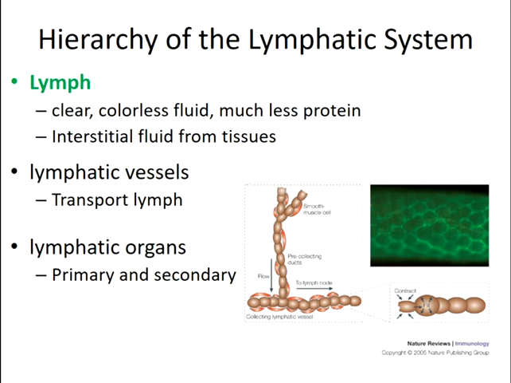When we talk about the lymphatic vessels, they're very, very thin-walled, so they have the same three layers: the tunica intima, tunica media, and tunica adventitia, and they're just very, very thin venule-like structures.